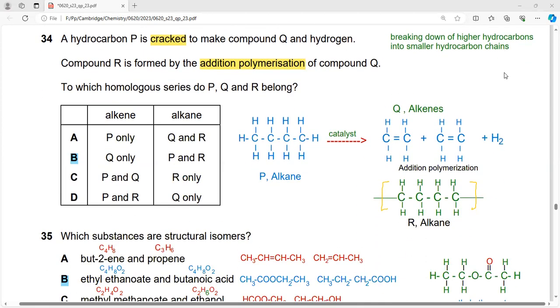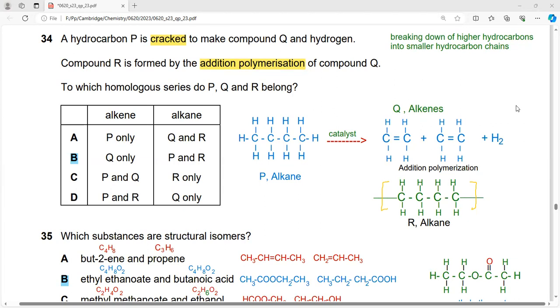Question number 34. A hydrocarbon P is cracked to make a compound Q and hydrogen. Compound R is formed by the addition polymerization of compound Q. So here, step number one, cracking, is what? It is when we break down a higher hydrocarbon chain into a smaller hydrocarbon chain. This process is called cracking, and we perform it using a catalyst or heat.